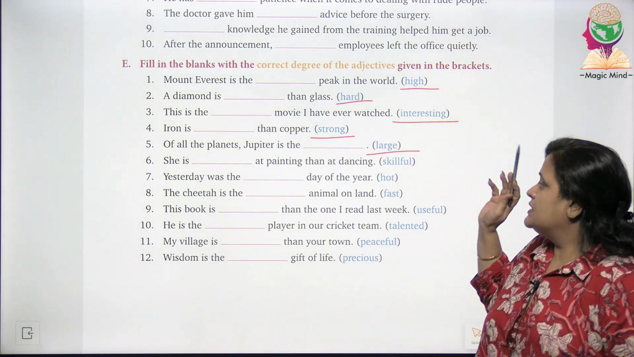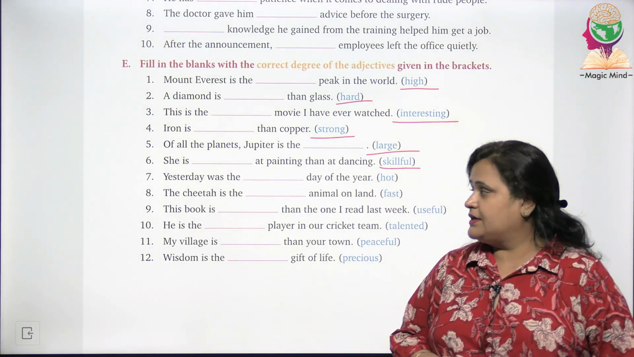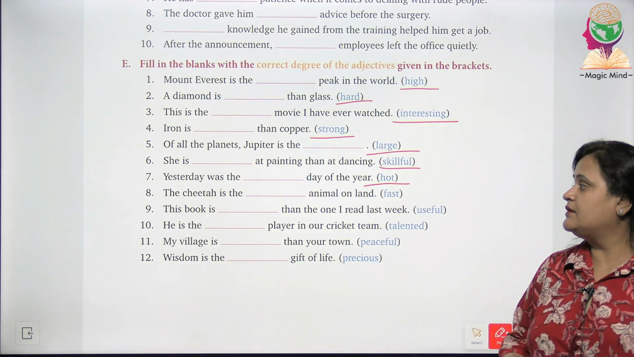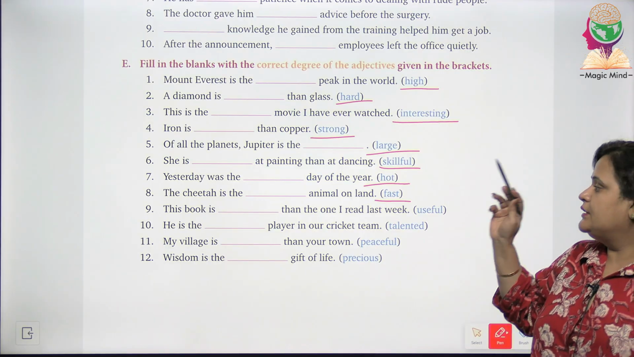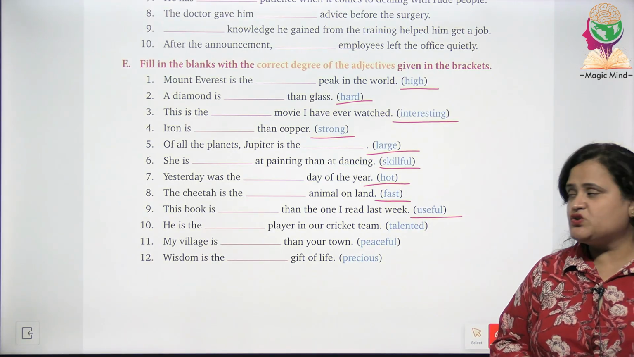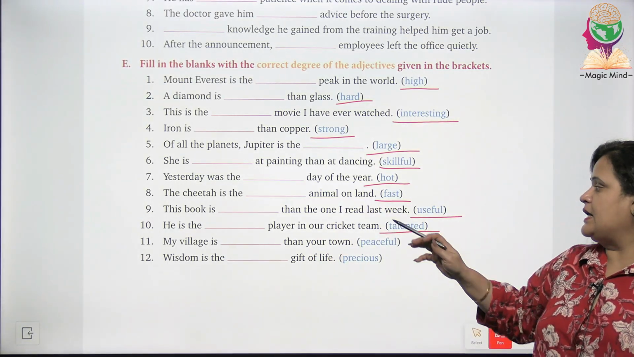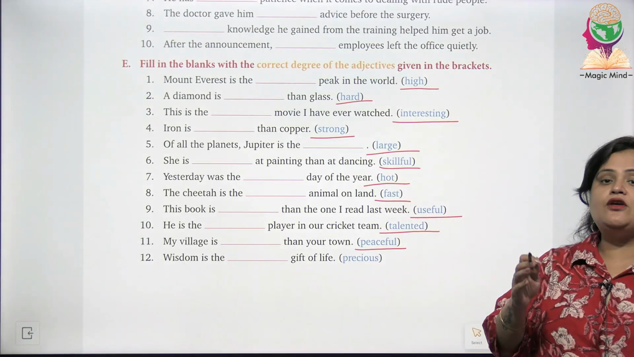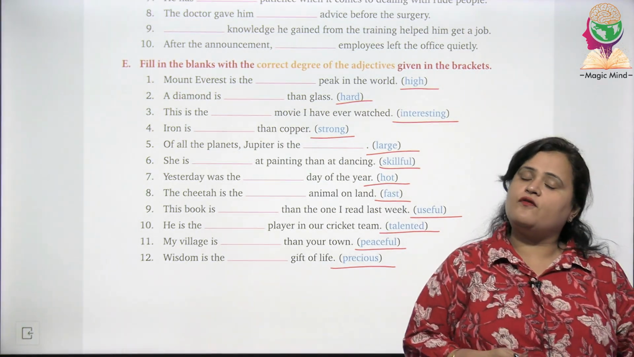She is more skillful at painting than at dancing. Yesterday was the hottest day of the year. The cheetah is the fastest animal on land. This book is more useful than the one I read last week. He is the most talented player in our cricket team. My village is more peaceful than your town. Wisdom is the most precious gift of life.